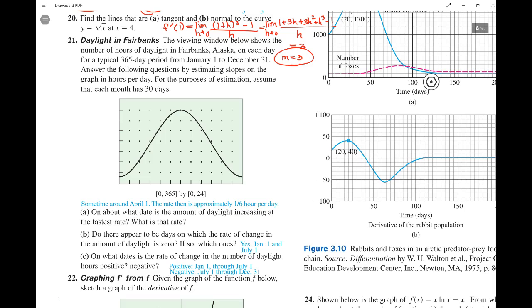Do there appear to be days on which the rate of change in the amount of daylight is 0? Yes. Again, that's looking for what? Slope. Horizontal tangent. The beginning, the top, and the end. On what dates is the rate of change in the number of daylight hours positive versus negative? Where is the slope positive? July 1st. Perfect, and then negative. You see that? Okay with that?